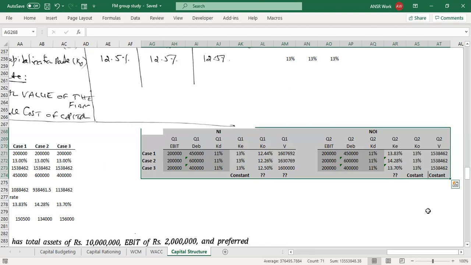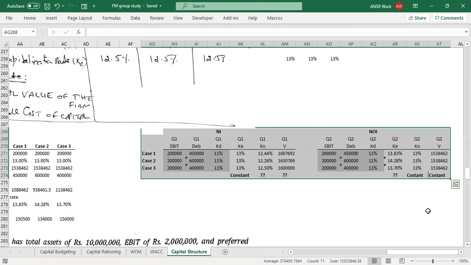The major difference I see is that the cost of equity is the major difference. It is not constant in the case of NOI, but it is constant in the case of NI, net income. Okay, that is absolutely correct. But you are hiding a lot of other information. I want you to elaborate. What is the difference between these two things that you just said? Let me ask you a more specific question.